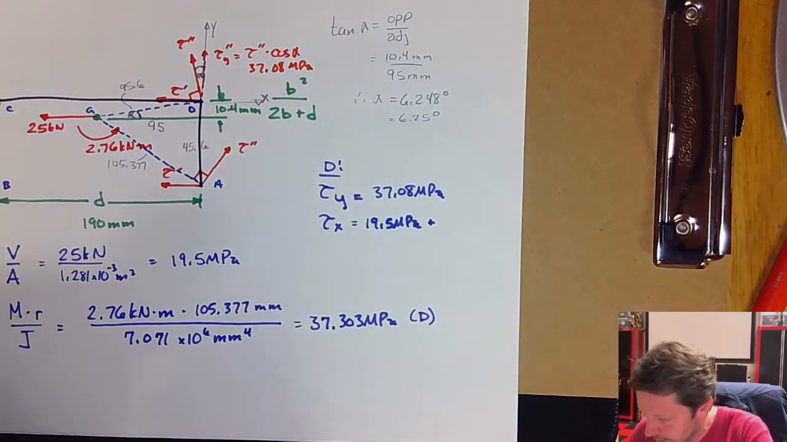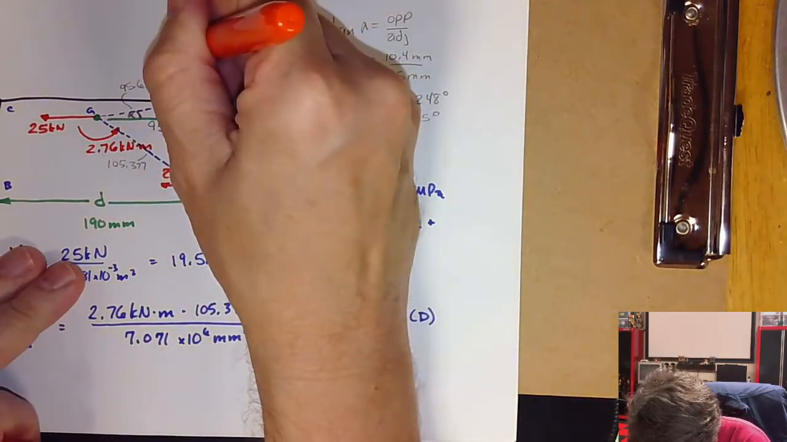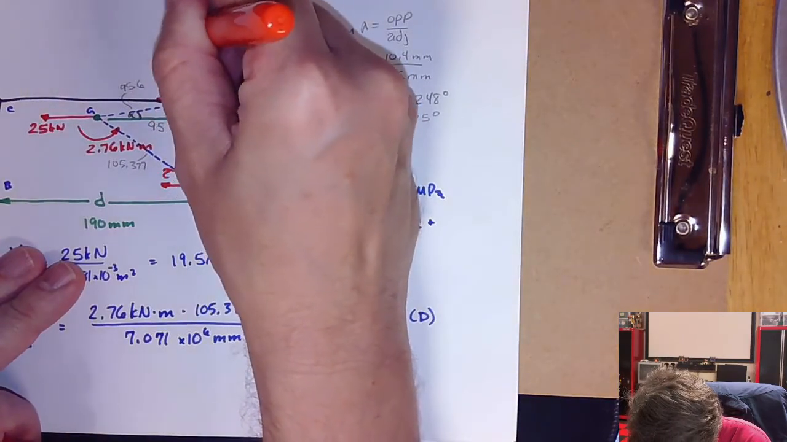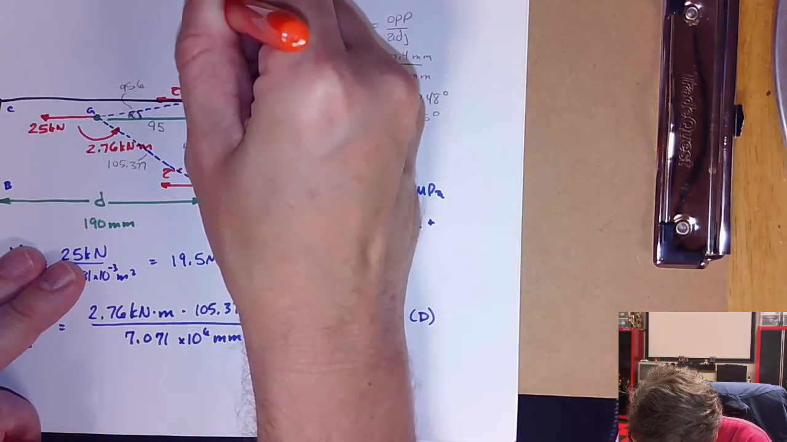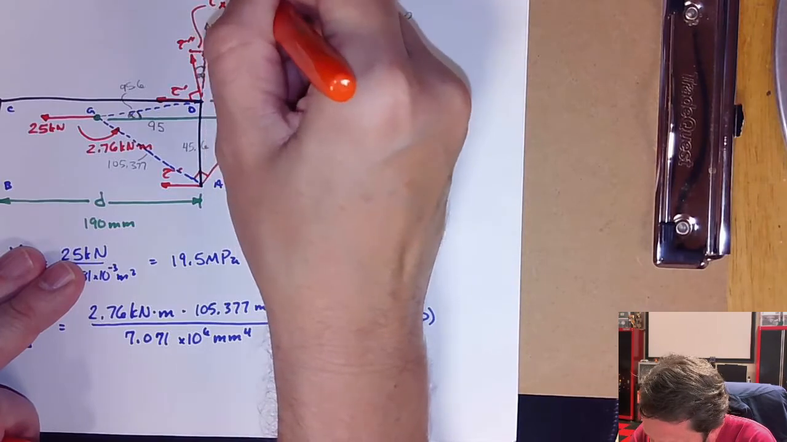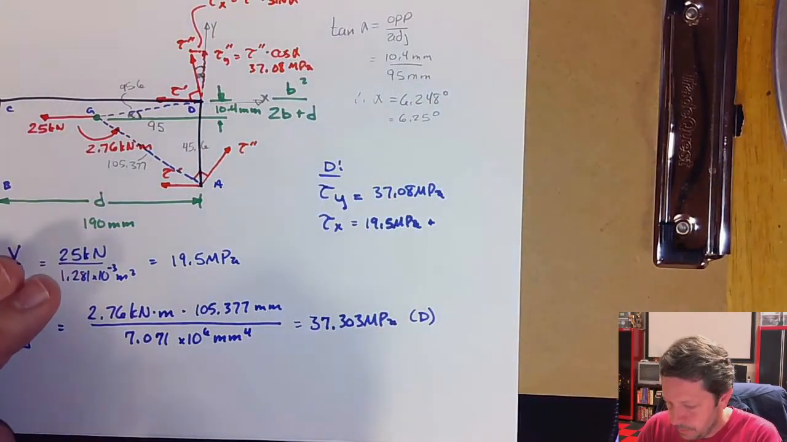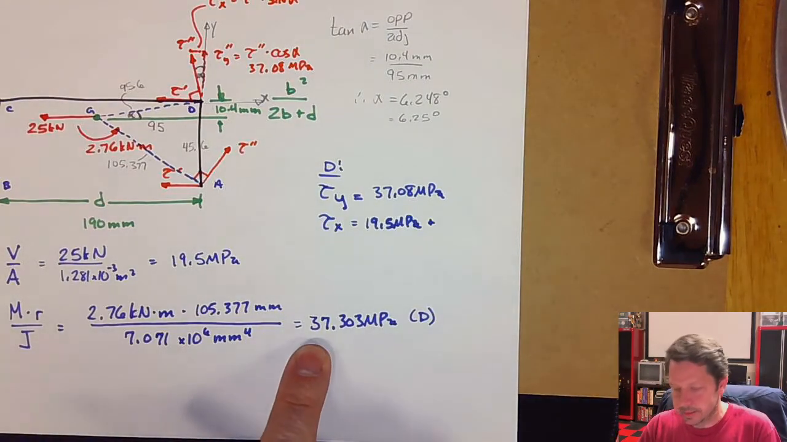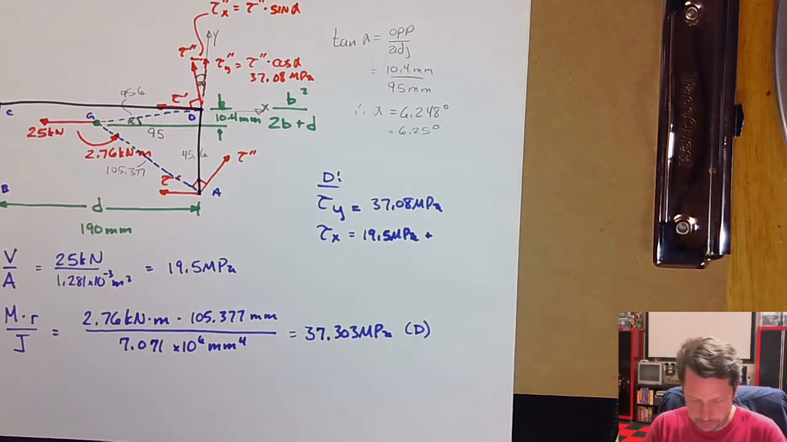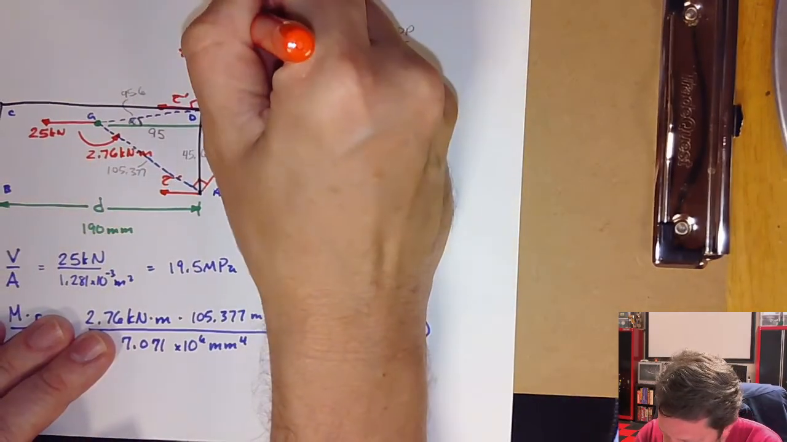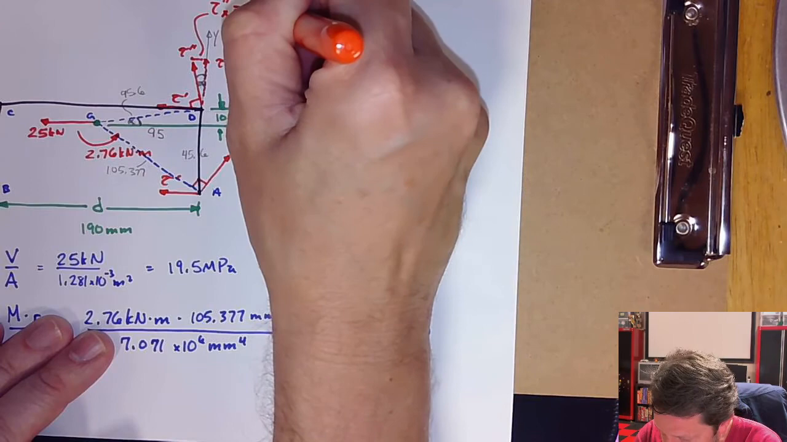So for us, that's this little guy right there, tau double prime x, and that is tau double prime times the sine of alpha. So tau double prime again is the 37.3 times the sine of 6.25, and I get 4.06. So this one is 4.06 megapascals.